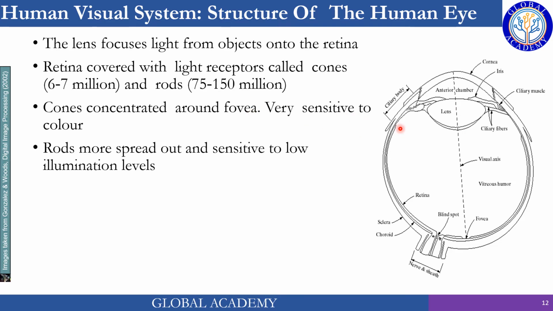Then the retina is covered with light receptors called cones, about 6 to 7 million, and rods, about 75 to 150 million. Cones are concentrated around the fovea, over this region, and are very sensitive to color. Rods are more spread out and sensitive to low illumination levels. So in fact, images are formed on this region.